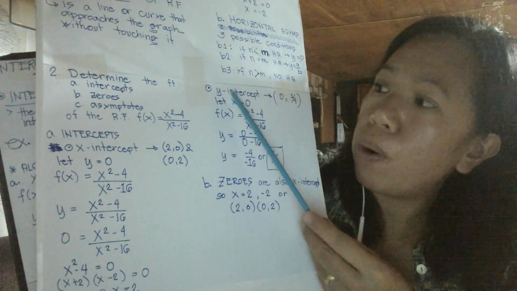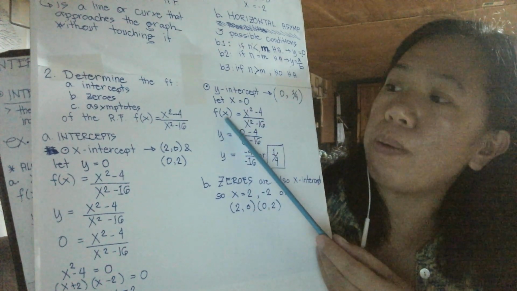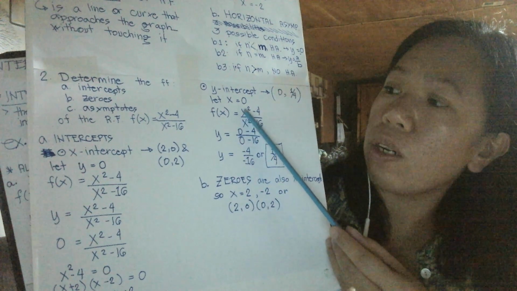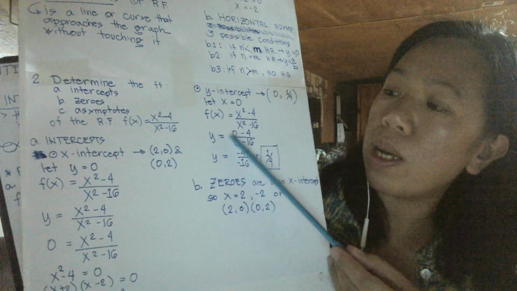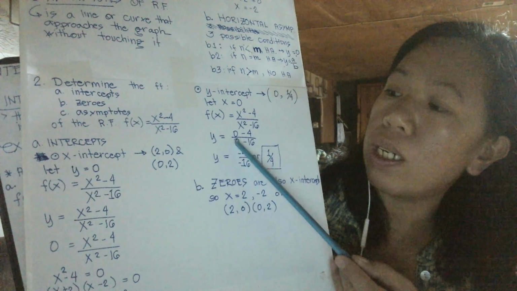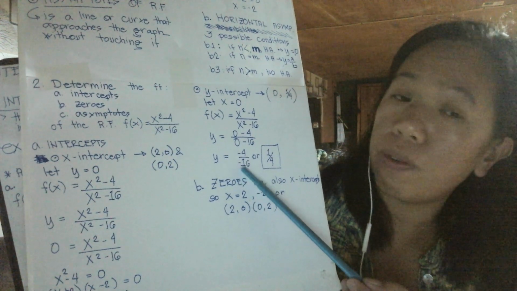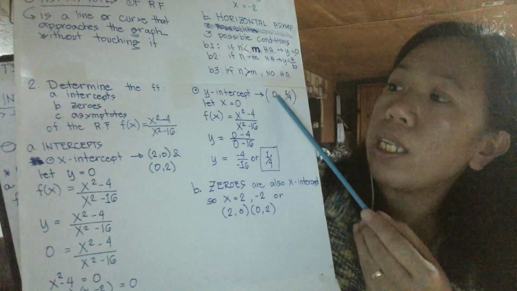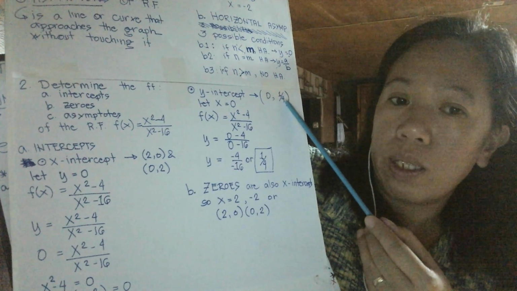Next, for our y-intercept, so we let this time x be equal to 0 from our given. Okay, so we substitute here your value of x, which is 0, giving you y equals 0 minus 4 over 0 minus 16. So your y is negative 4 over negative 16, or simply 1/4. So our y-intercept will be at (0, 1/4).